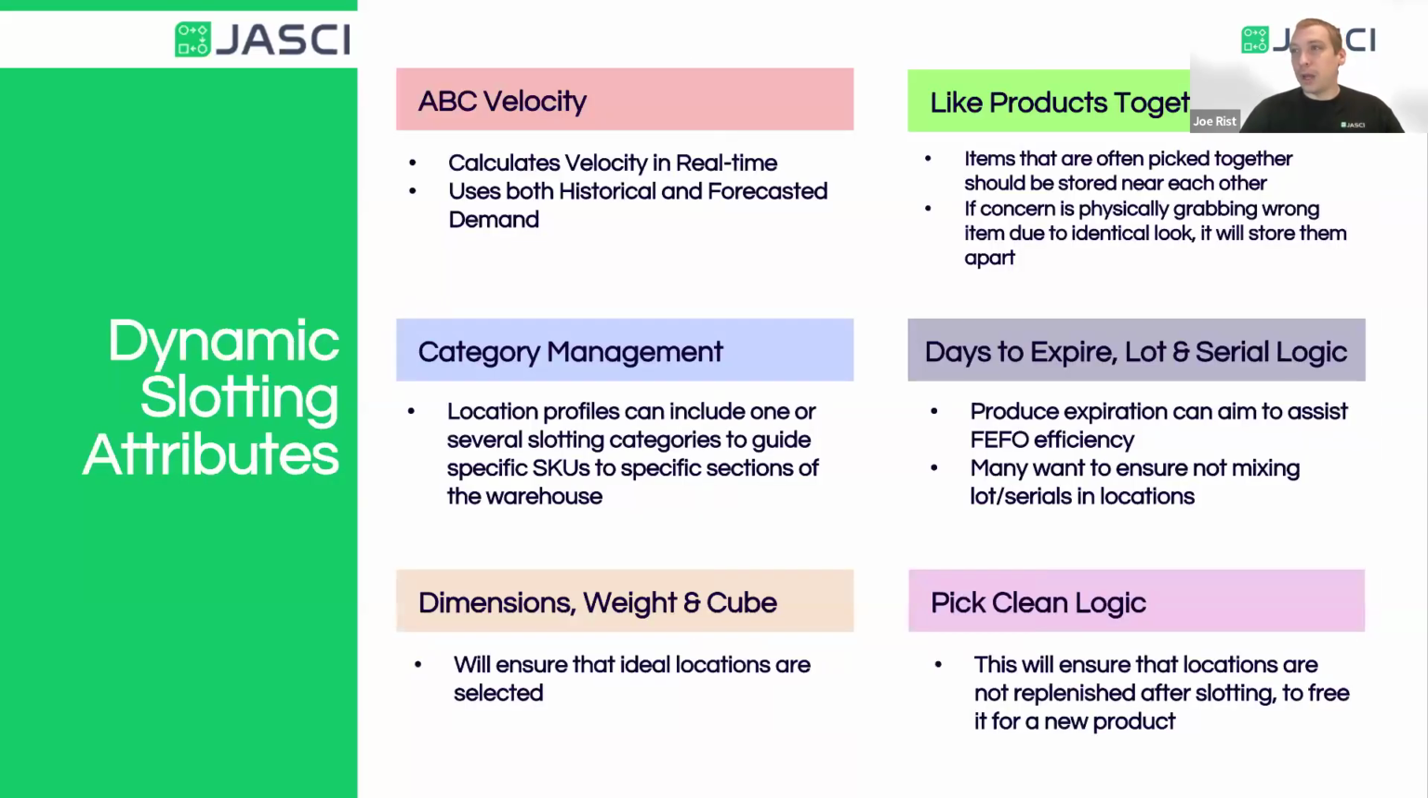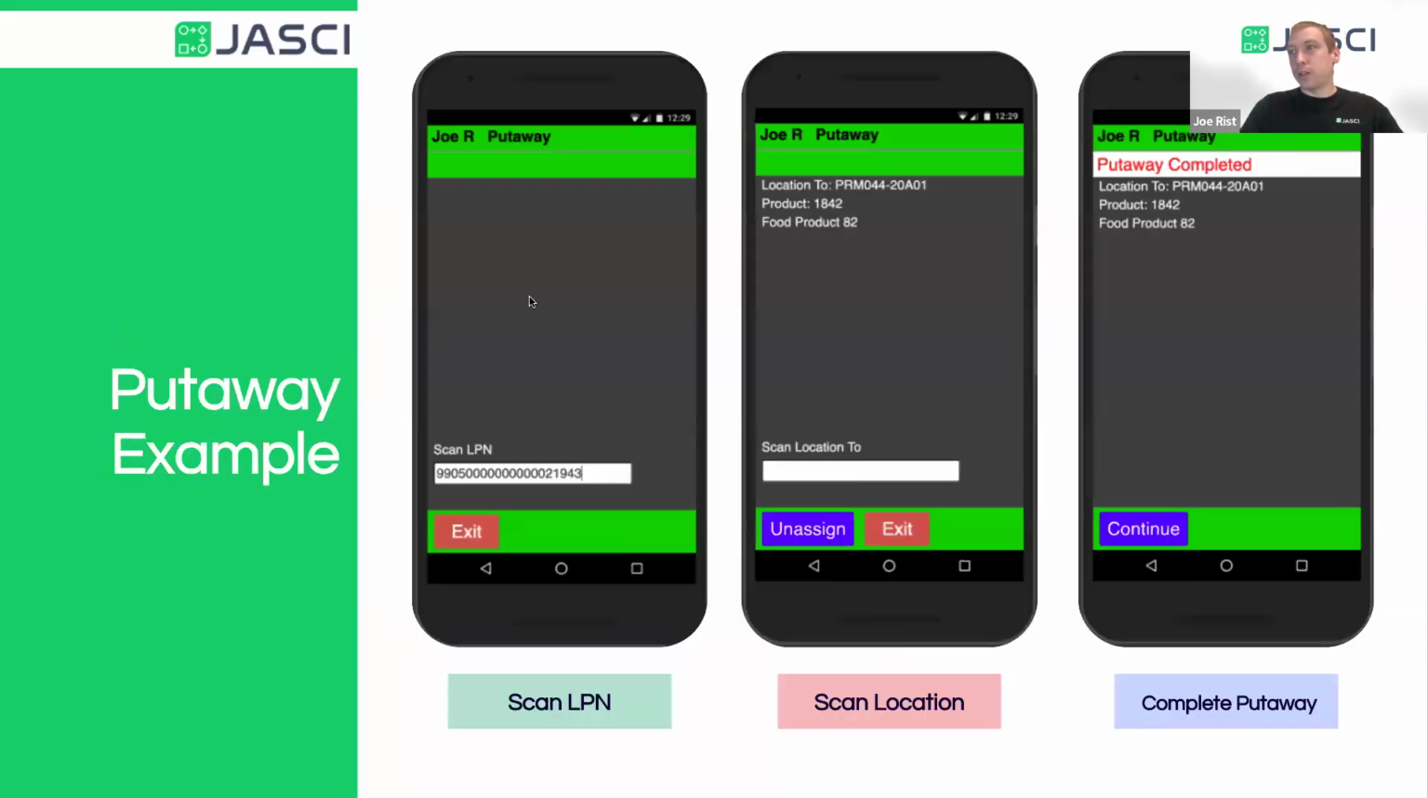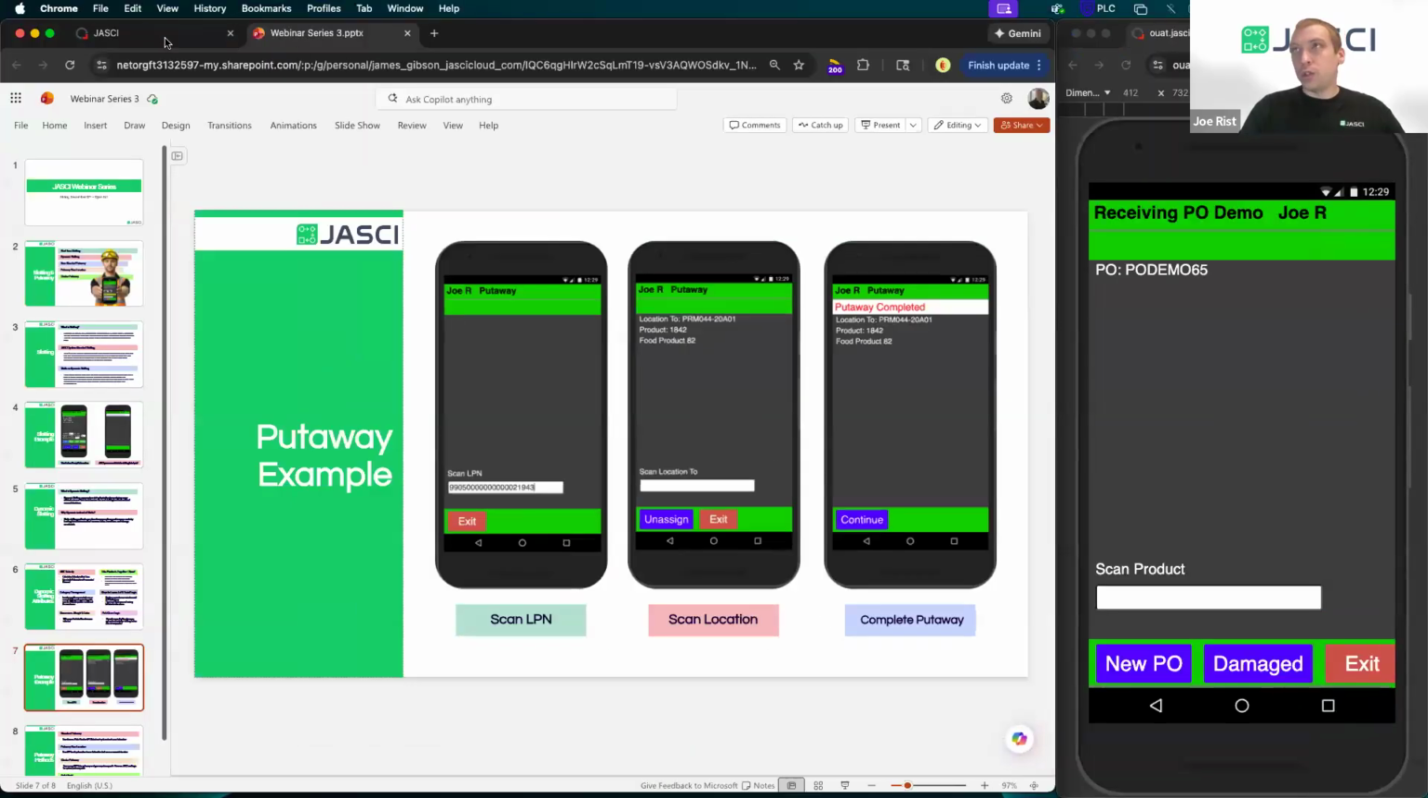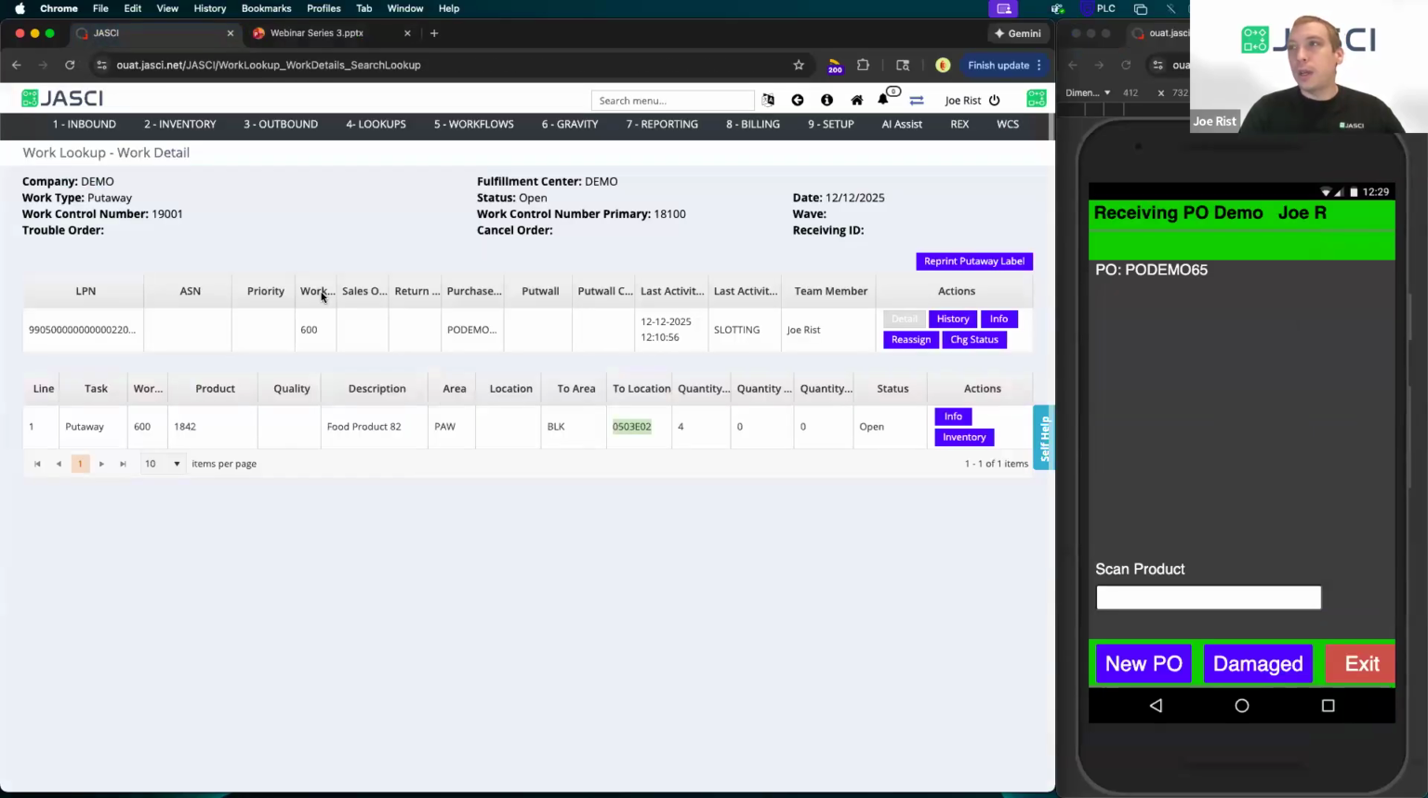There's a lot more than I had shown just in these six chunks. These are just six very commonly used areas of dynamic slotting. All right, so we're going to switch back to the software just to talk about those location profiles and slotting, and then we'll get into these putaways.